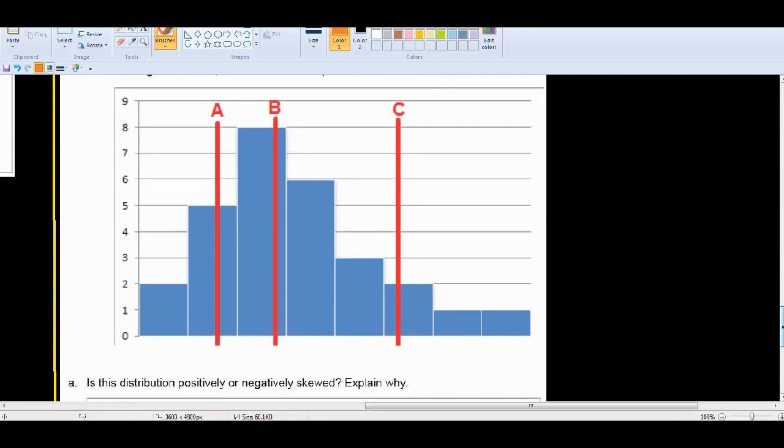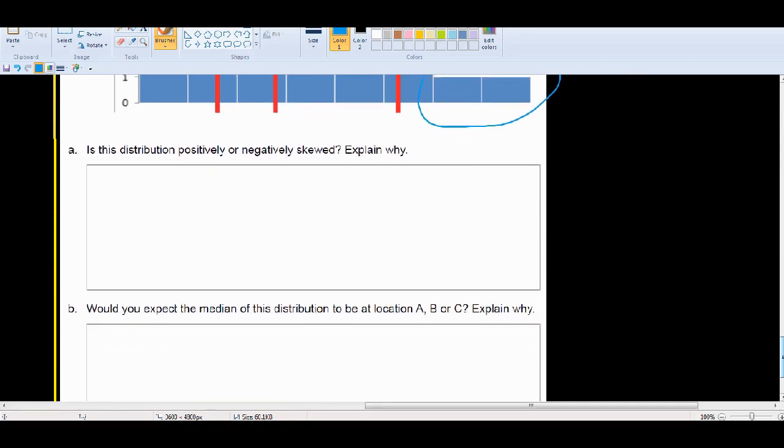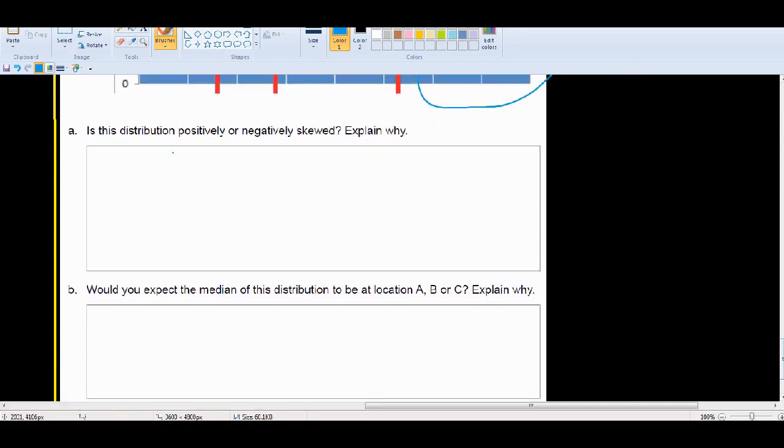Of course, it's not symmetrical because you see the peak is on one side. Also, you see a tail right here. Because the peak is on the smaller data on the left hand side, this is positively skewed data. Is this distribution positive or negative skew? Explain why. You need to explain; you can't just state the distribution.